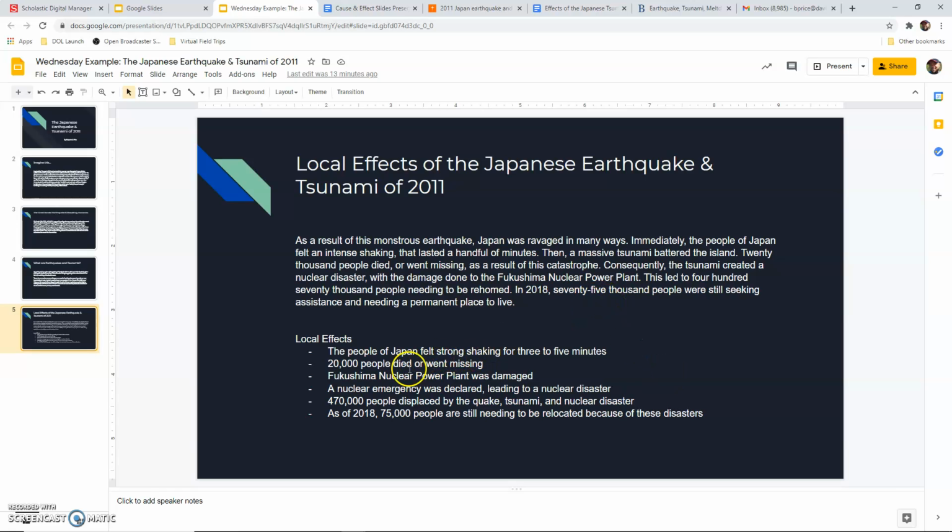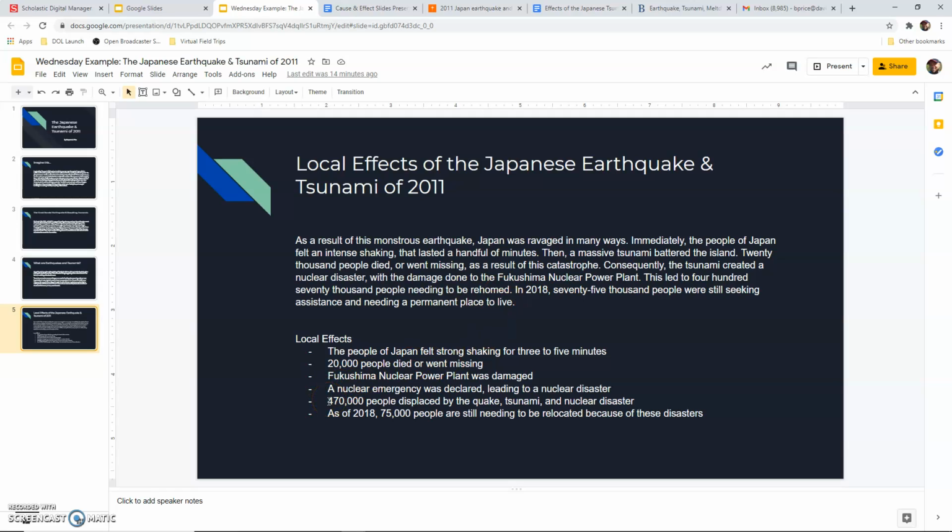Then it said 20,000 people died or went missing. I mentioned that the tsunami battered the island. 20,000 people died or went missing as a result of the catastrophe. That's a simple fact, and I didn't reword that so much, but I still worked it into a sentence that makes it more my own. Consequently, the tsunami created a nuclear disaster with the damage done to the Fukushima nuclear power plant. This led to 470,000 people needing to be rehomed.